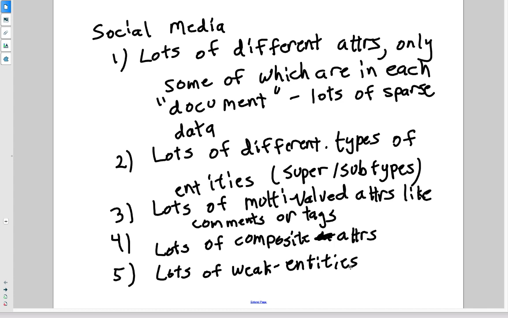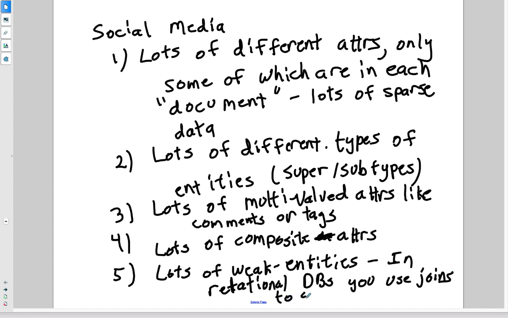If you have a bunch of comments and you decide that those are entities, you'd like to store all the comments with the blog post. If you have a bunch of exams, you might want to store all of those exams with a student. So you can't do that in a relational database. In relational databases, you have to join. So in relational databases, you use joins to get info on weak entities.